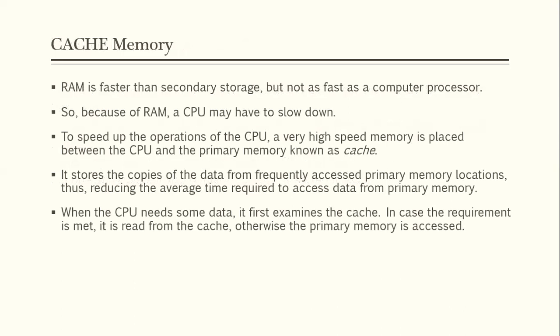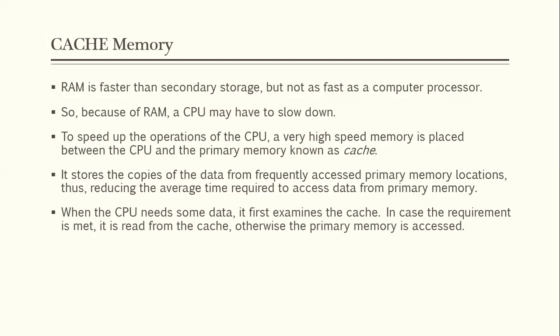Then comes cache. RAM is faster than secondary storage, but it is not as fast as a computer processor. So because of RAM, a CPU may have to slow down. To speed up the CPU operations, there is a very high speed memory placed between the CPU and the primary memory, and this is known as cache. This cache basically stores the copies of data from frequently accessed primary memory locations and reduces the average time required to access data from such locations.